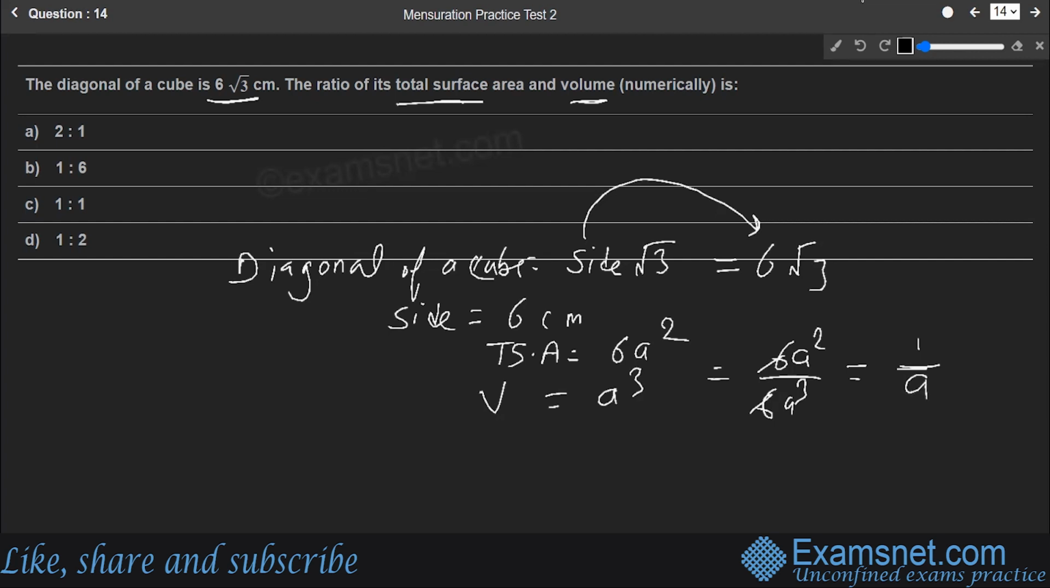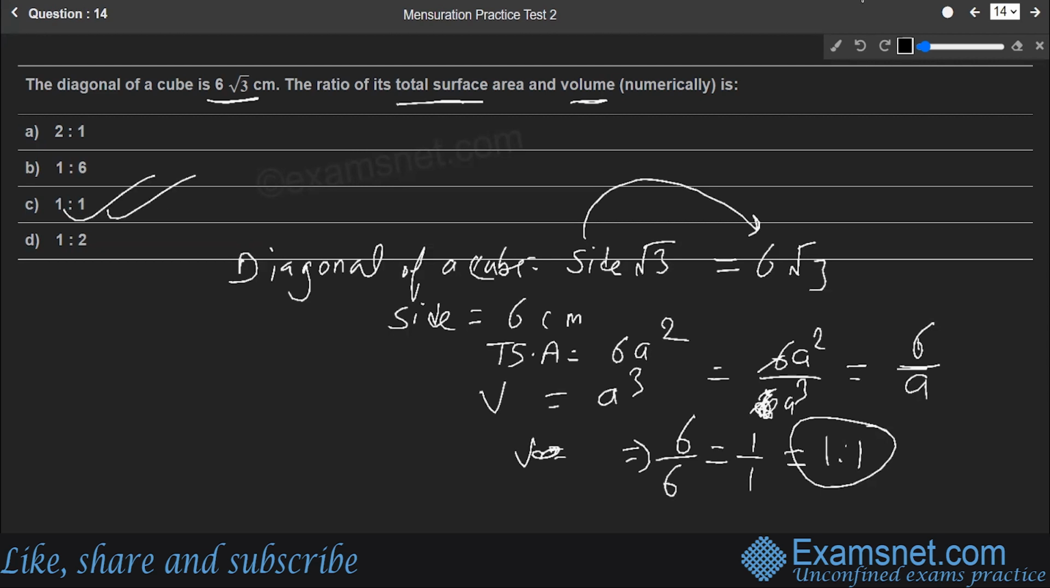We are supposed to find out the ratio of total surface area and its volume. Total surface area is given by 6a square and the volume is given by a cube, not 6a cube. So it has to be 6 by a. Now we can put the value of a that we already calculated as 6 centimeters. So this ratio comes out to be 6 by 6, that is nothing but 1 by 1, that is 1 is to 1. So that is the ratio between total surface area and the volume, 1 is to 1. It is available in option number C, which becomes the right answer.